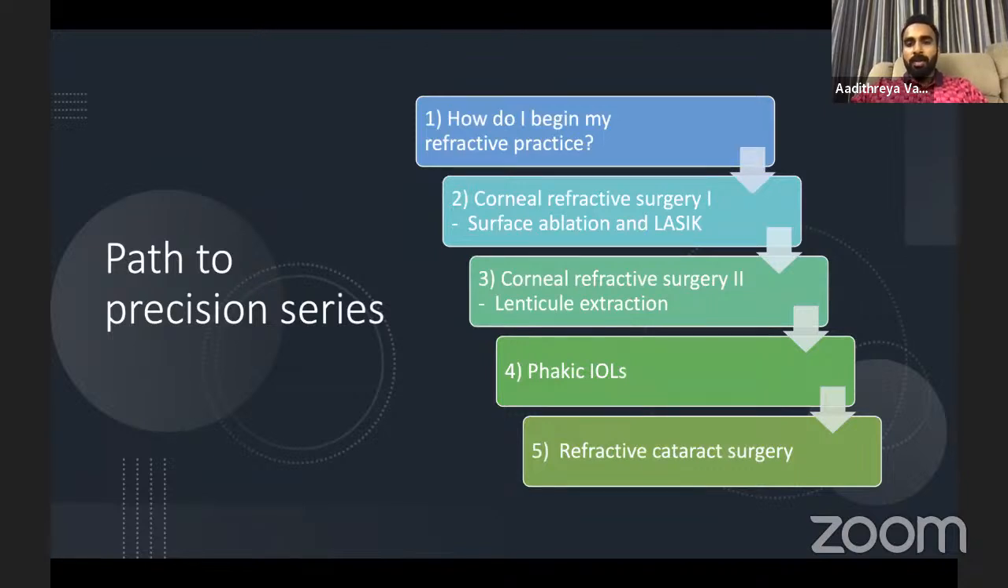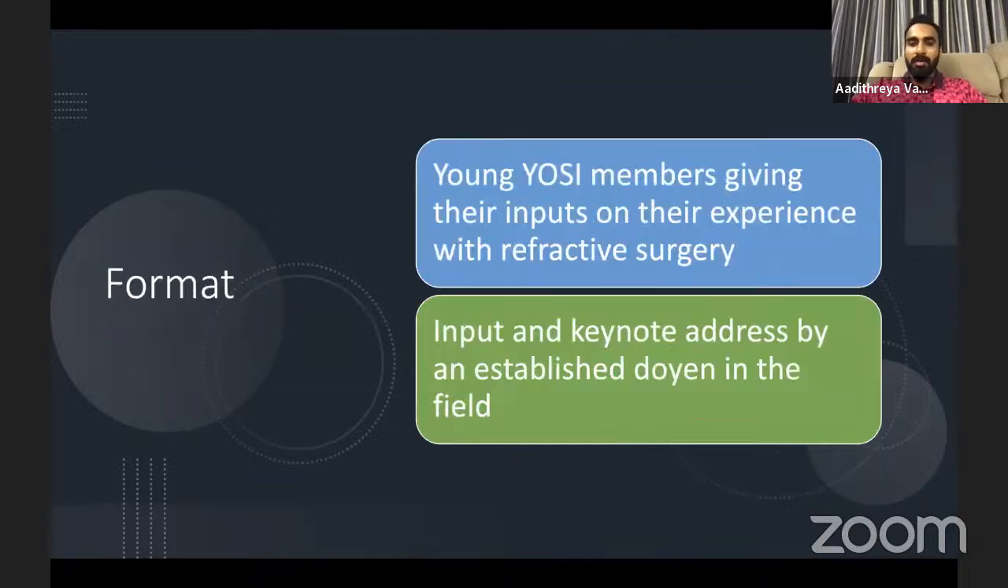We will begin with this webinar, a very basic webinar on how do you go about starting a refractive surgery practice. We'll then move on to the next one, which will be corneal refractive surgery, where we'll cover surface ablation and LASIK. We'll then move on to lenticule extraction. Then we'll move on to IOL-based surgeries, which will be phakic IOLs, and of course, refractive cataract surgery, in which cataract surgery itself is nowadays a refractive procedure.